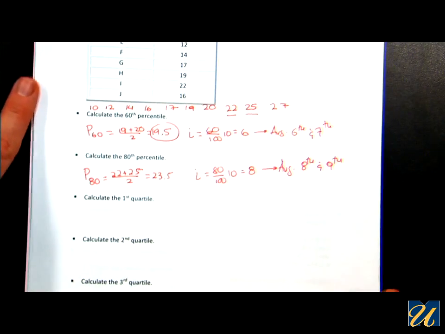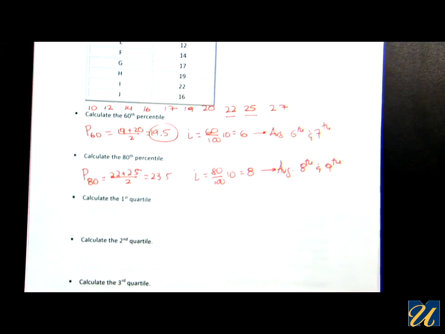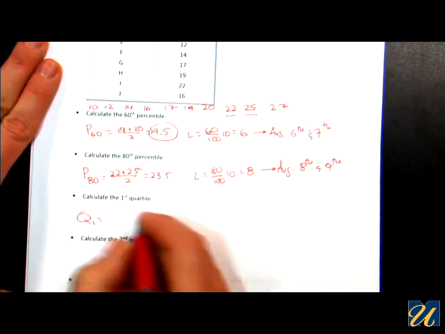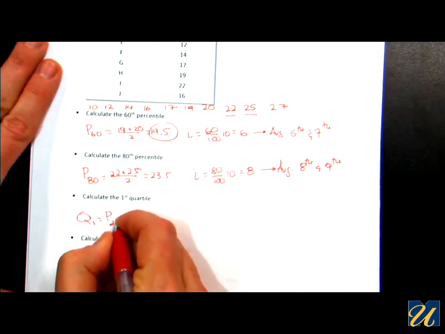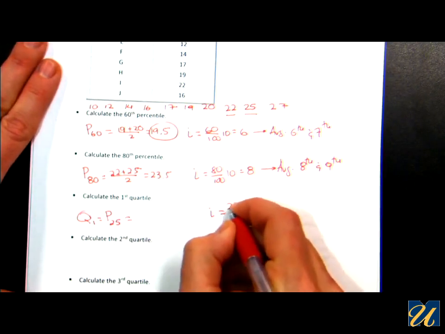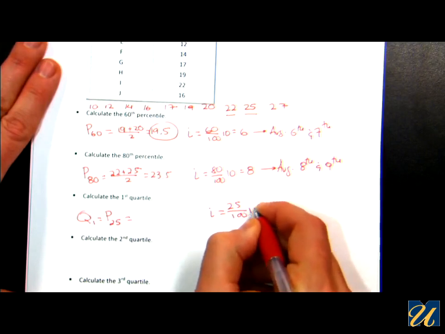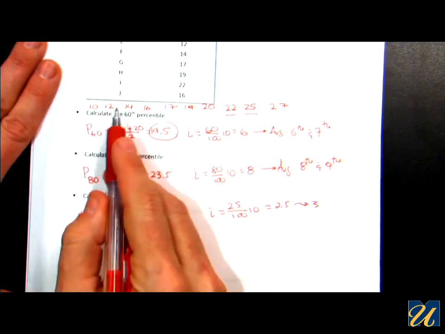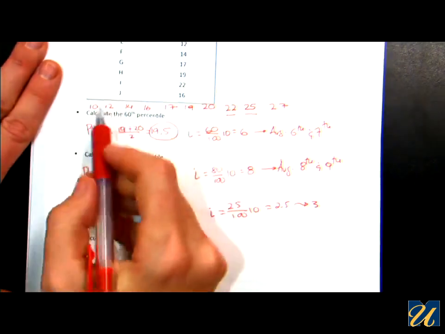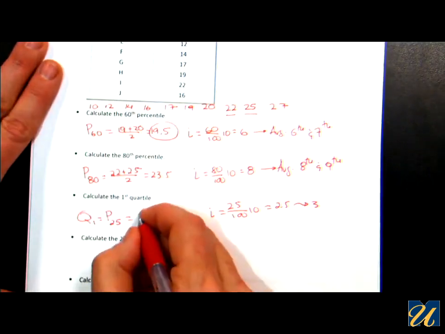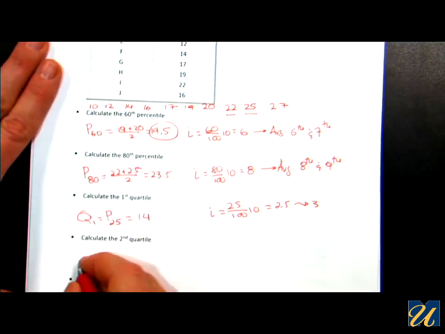Calculate the first quartile. What am I looking for? I'm looking for Q1. We've mentioned before, Q1 is P25, which means i equals 25 over 100 times 10, 2.5. I round up to 3, and I take the third ranked observation. What is the third ranked observation? 1, 2, 3, 14. So Q1 is 14.